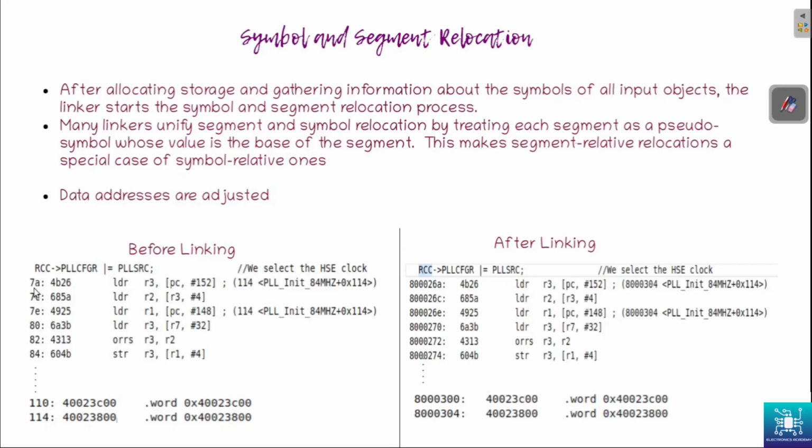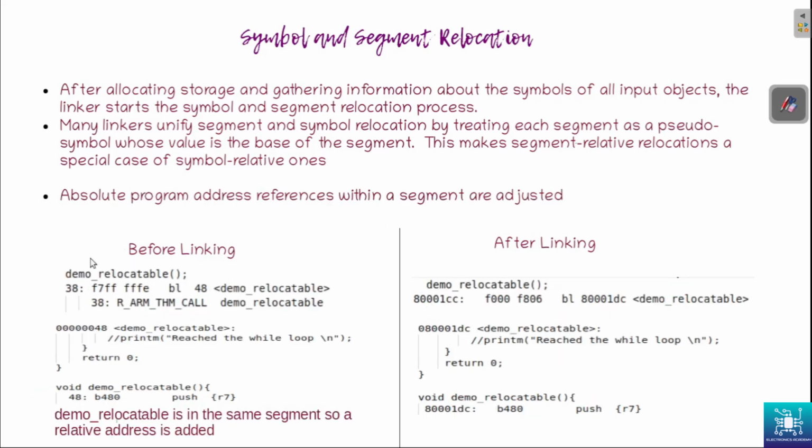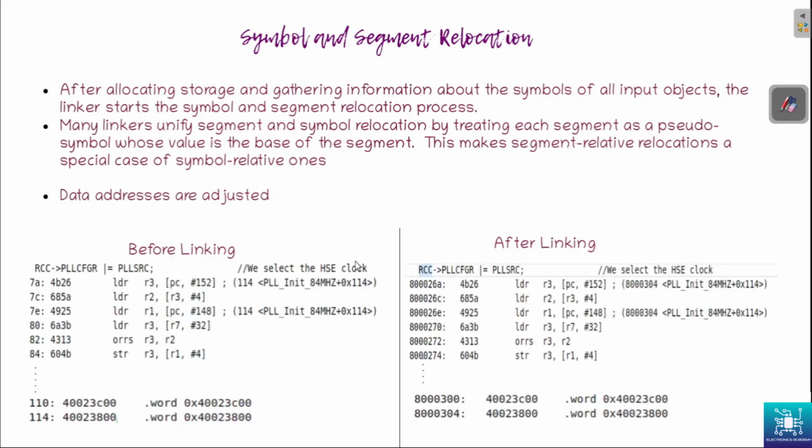Our addresses start from 0, and you have 7A, 7B, 7C, and these offsets, you have 110, 114, and this is 152, 148. After linking, you see that this address has been adjusted to 8000268. Now this is not exactly the same as what we might see now, because we may have added and subtracted some code, but this is the general idea.